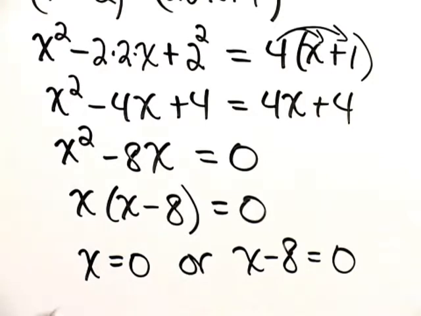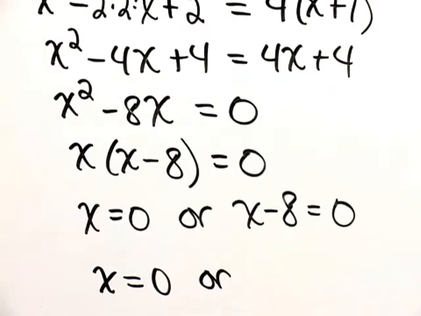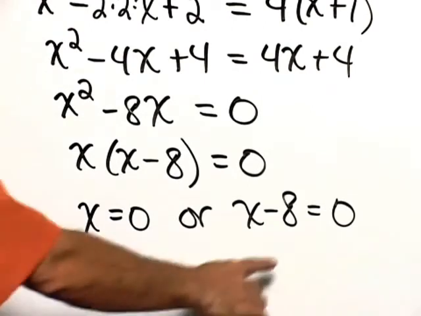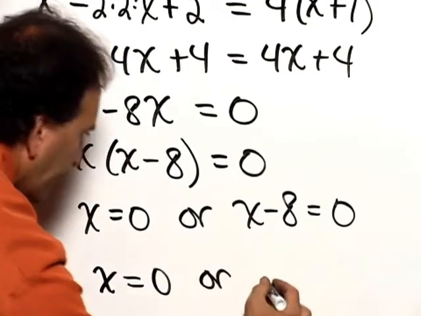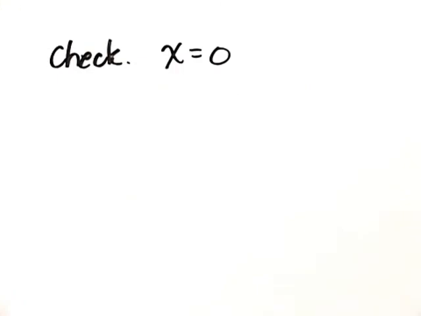This equation is already solved, but let me bring it down one line. So we have x equals 0, or in this equation we add 8 to both sides, giving us the result x equals 8. And now, because it's a radical equation, we need to check both of these answers. So let's do that. We'll start with checking x equals 0.